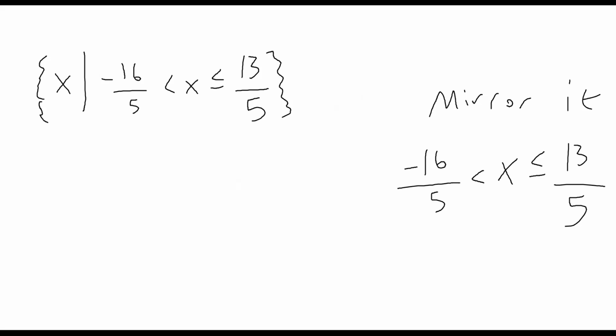So this is saying all x such that x is between negative 16 over 5 and positive 13 over 5. And then you can't actually be negative 16 over 5 itself. You can be 13 over 5.